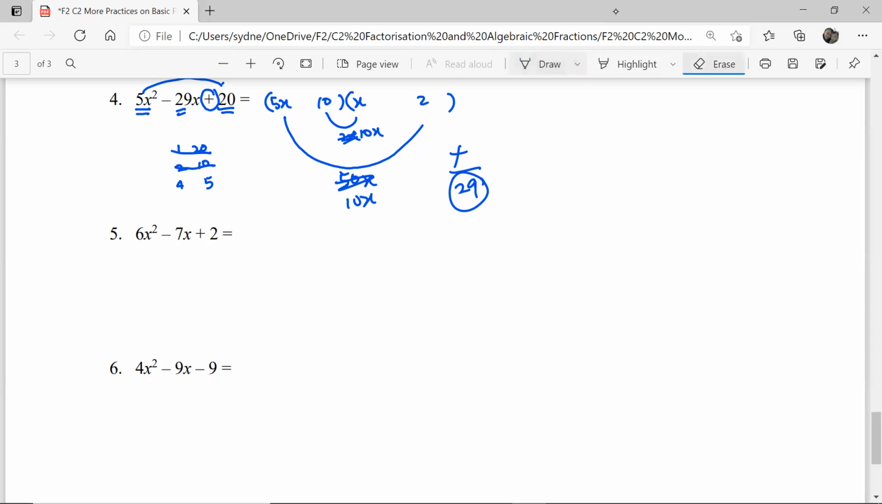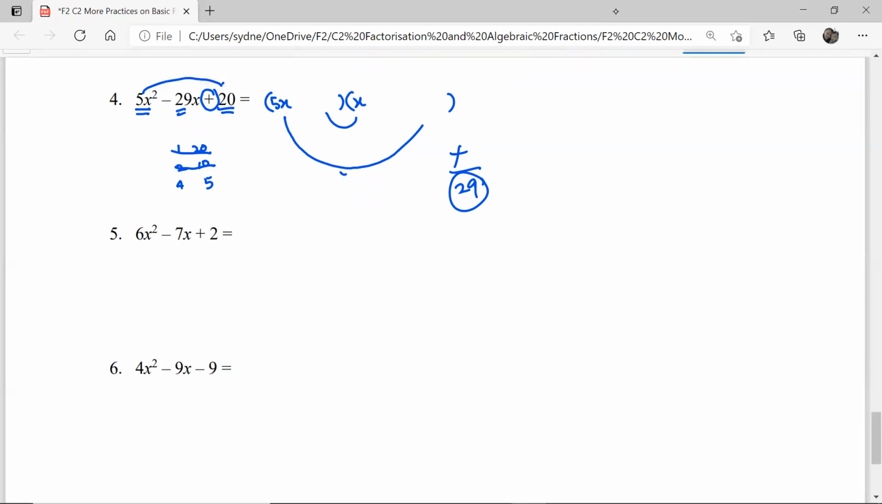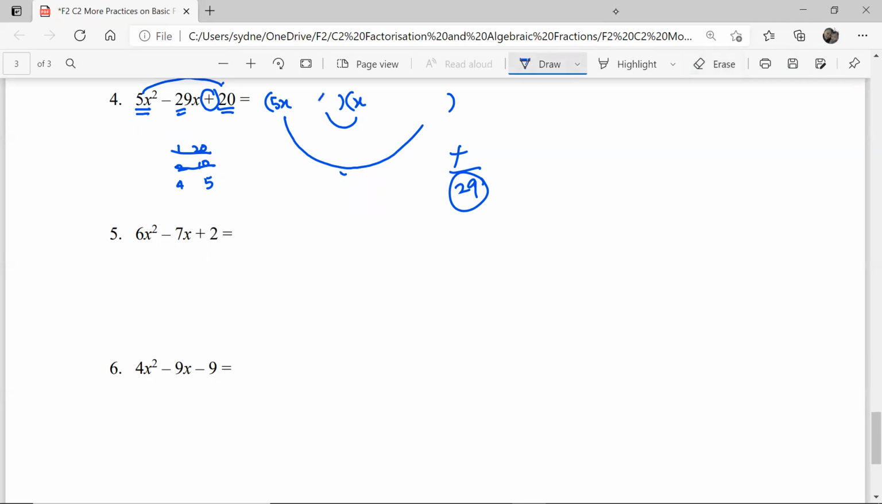Left with 4 and 5. All right, 4 and 5. So let's put 4 here and 5 there. So I have 4x. 5x times 5 is 25x. Okay, just nice. I add these 2, I get 29x. This is what I want.